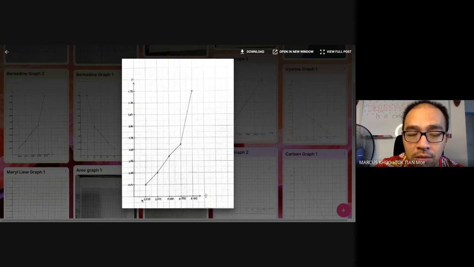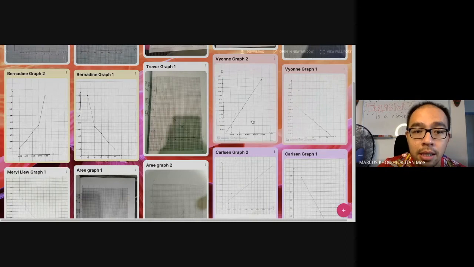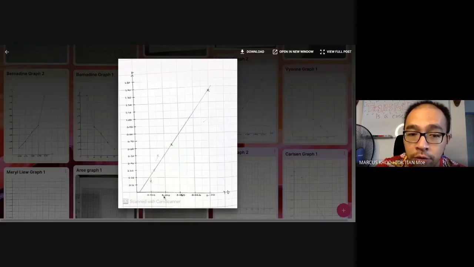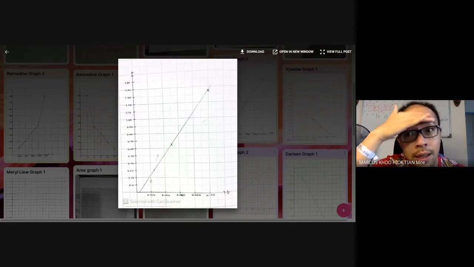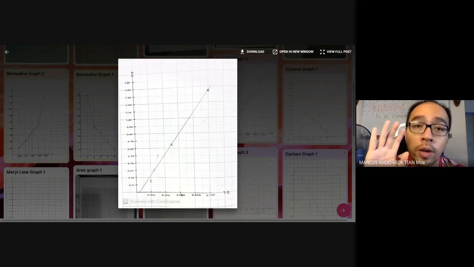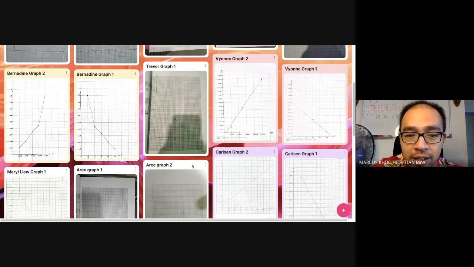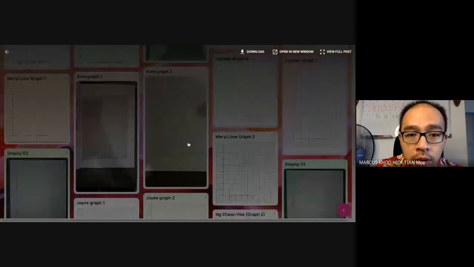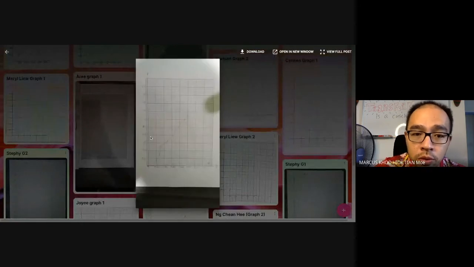There is a 20 step leap over here, and then suddenly from here to here is a 5 step leap. So Bernardine, you will have to change your scale. Make sure your scale is even: 0.02, 0.04, 0.06, 0.08, 0.1. These are very important scales. Once I've seen the graphs, I know this one must be fixed. Sorry, Bernardine, I'm not here to embarrass you, but you're not the only one that made this mistake. Quite a number of you also did the same thing: this 0.02 and then suddenly 0.025 and so on and so forth.